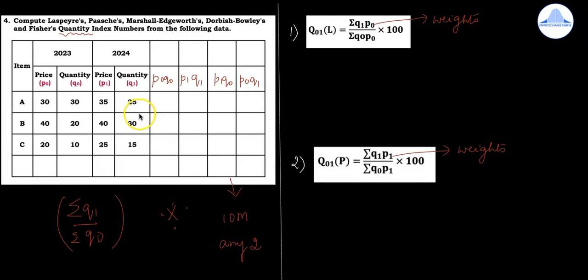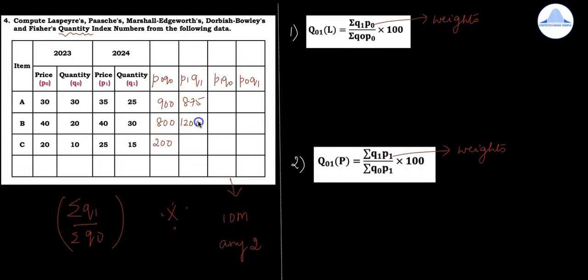So now let's do all the calculations. Multiply carefully. P0 Q0 is 30 into 30, so you'll get 900. Then 40 into 20 is 800. Next is 200. Then P1 Q1, 35 into 25 is 875.